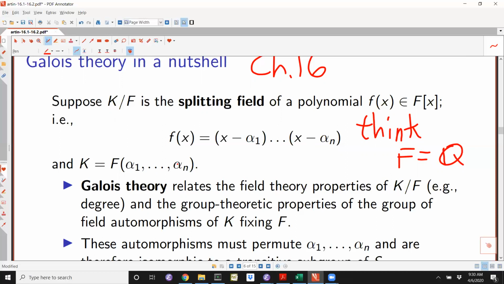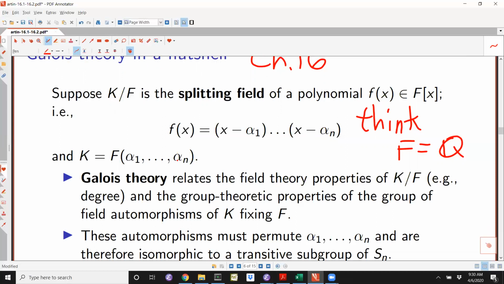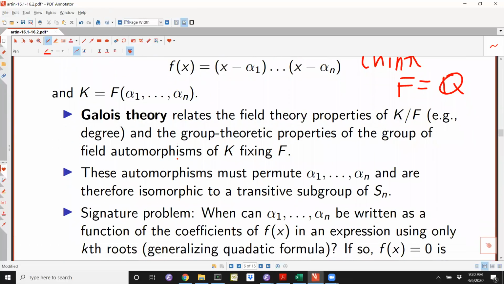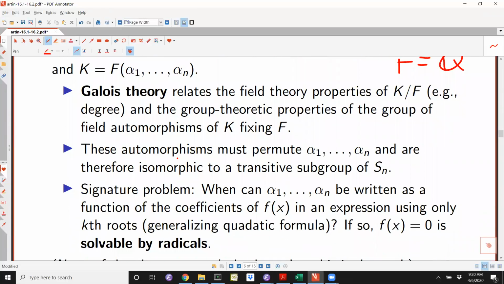We'll talk about that more on Wednesday, I think. Anyway, so the point is that Galois theory relates field theoretic properties of K as an extension of F, like the degree, for one thing. We'll see a lot more than that. And the group theoretic properties of the group of field automorphisms of K that fix F. Those are called Galois automorphisms, and we'll start to see them on Wednesday or on Monday. As we shall see, these automorphisms must permute alpha 1 through alpha n, and they are therefore isomorphic to a transitive subgroup.